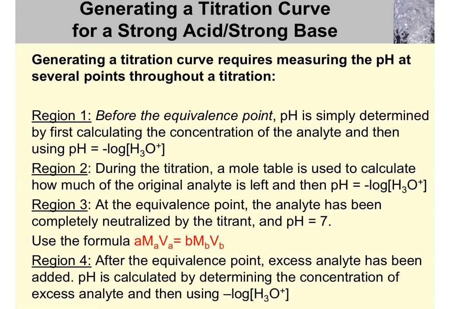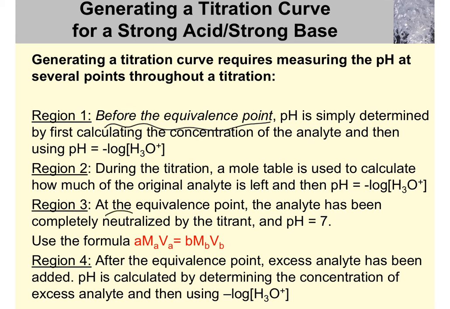Now, as I said before, there will be occasions when you will be asked to calculate the pH of a titration at various points. You might be asked to calculate the pH of a solution before the equivalence point. Obviously, that can only be done if you know something about the analyte that you're titrating, right? If it's totally unknown, you're not going to be able to do anything with it. Then during the titration, you might be asked again, what is the pH halfway through? What is the pH 1/4 the way through? And so we're going to go through each of these regions.